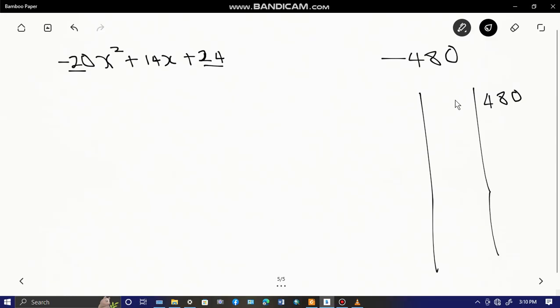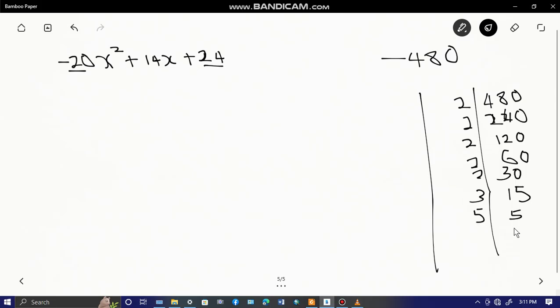These are my common factors. 2 into 480 gives 240. Then 2 into 240 gives 120. And then 2 into 120 gives 60. 2 into 60 gives 30. 2 into 30 gives 15. And then 3 into 15 gives 5. And then 5 into 5 gives 1.